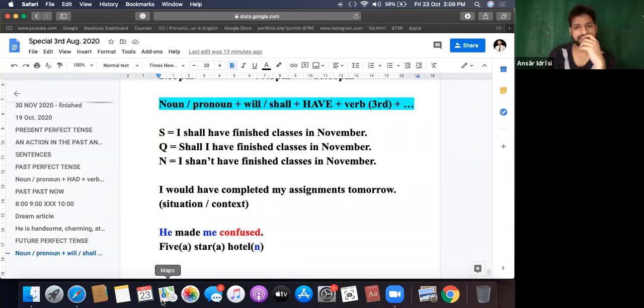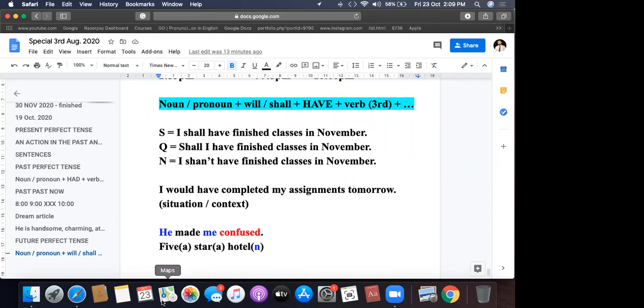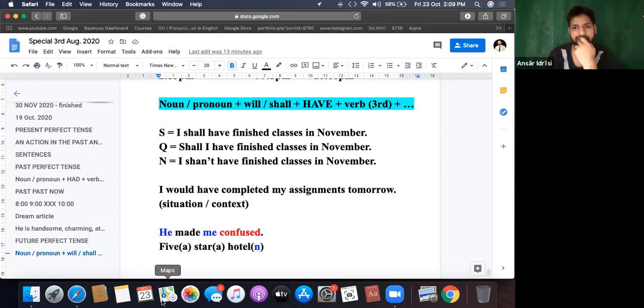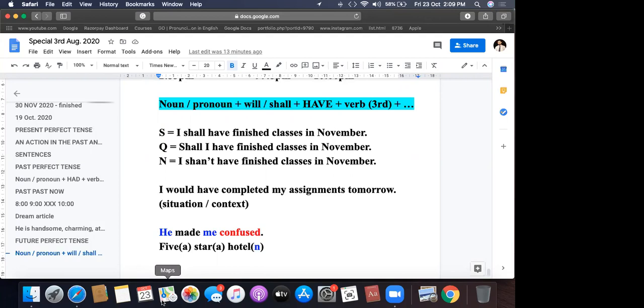Very good. Next. He will have begun it soon. Will he have begun it soon? He won't have begun it soon. Very good. Next. He will have said loudly. Will he have said loudly? He won't have said loudly.